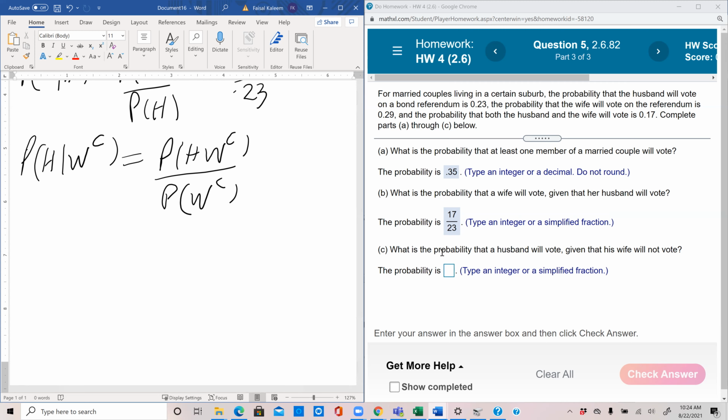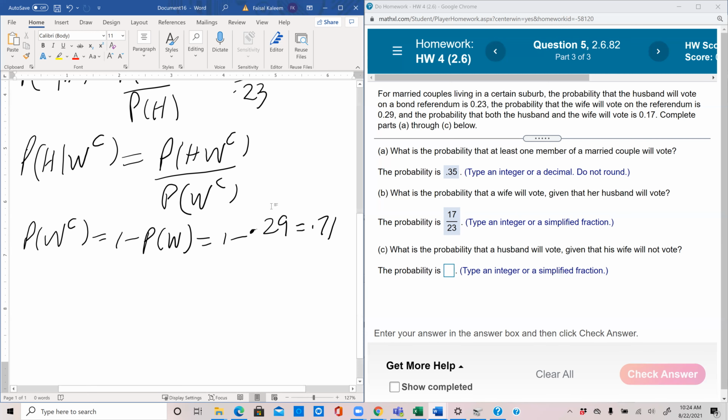The easier one is the probability of wife complement. The probability the wife doesn't vote is the complement of the probability that the wife votes. So 1 minus P(W), that's 1 minus 0.29, so that's 0.71.